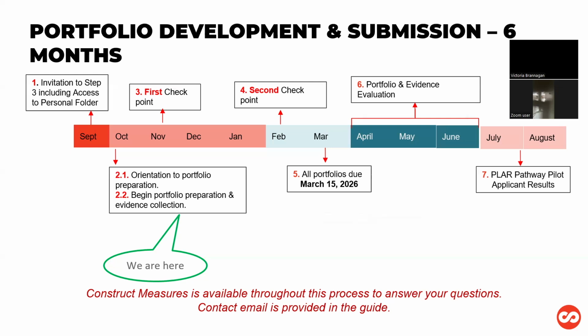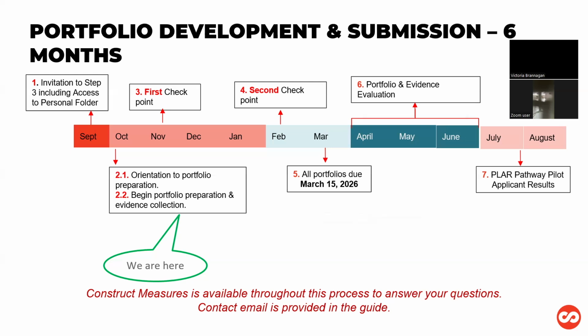Number 7, sometime in July or August, if not before. Once your portfolio is evaluated, you will receive your PLAR results, which will state one of three outcomes. And I will go over these three outcomes shortly.